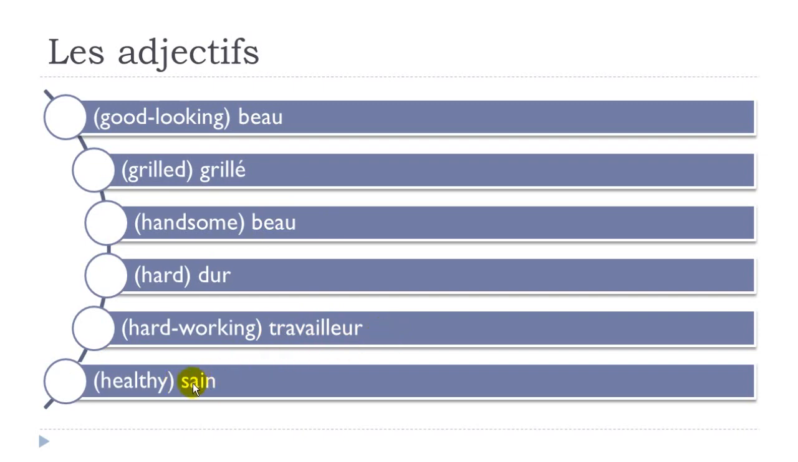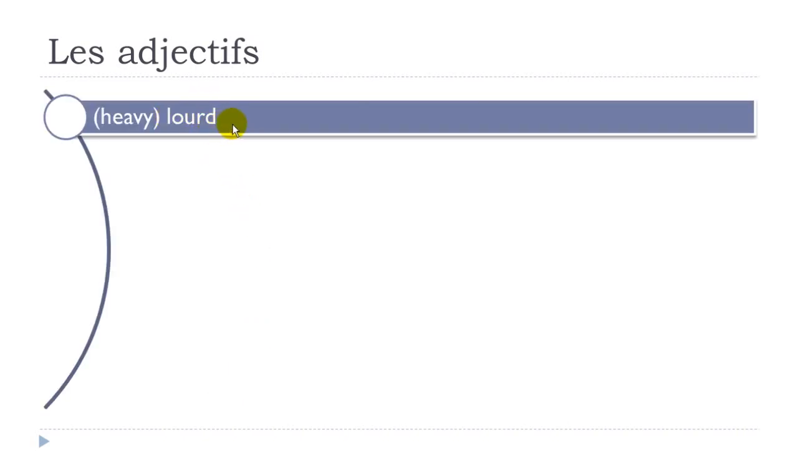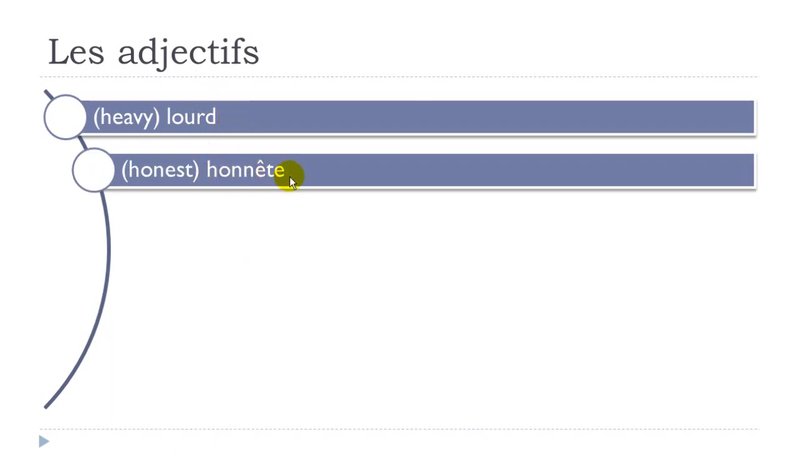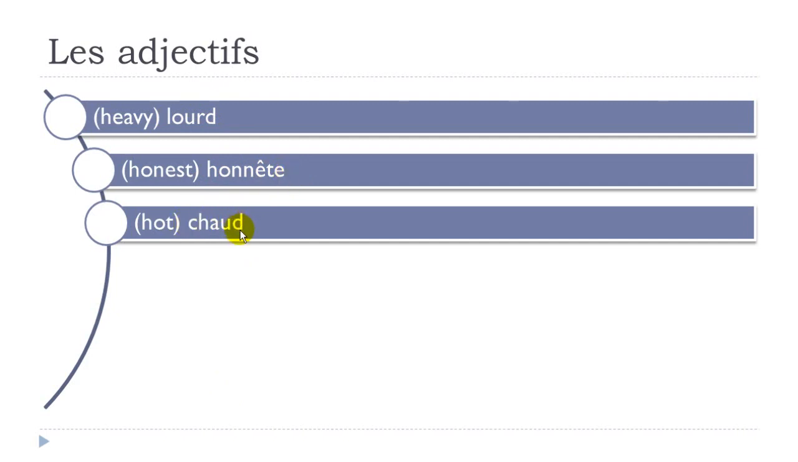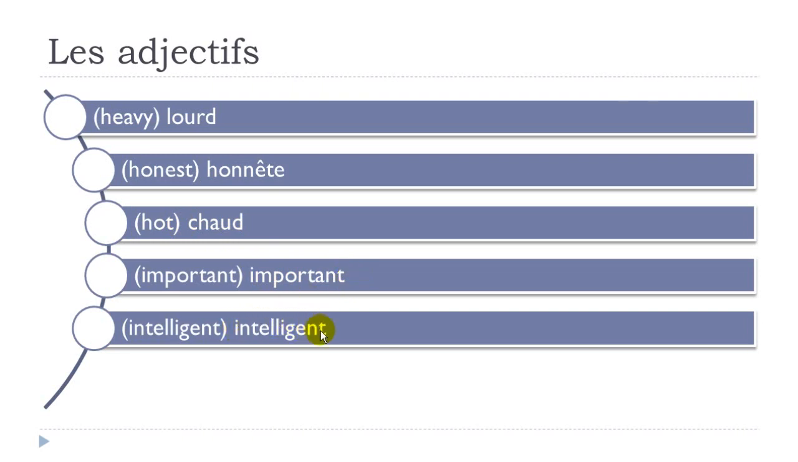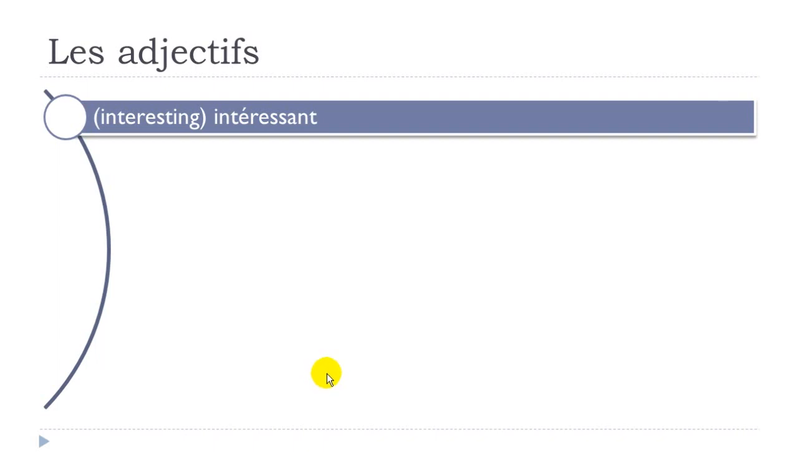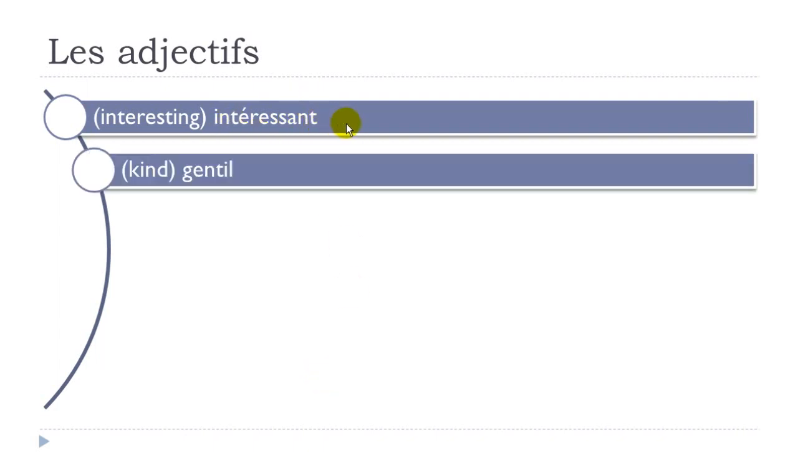Saint. Okay, combination of A, I, N, phonetically will give you this un pronunciation. Saint. Lourd. Final D not pronounced. Honnête. Chaud. Final D not pronounced, and then when you combine this C and H, you get the sh sound. A and U, O. Chaud. Important. Final T not pronounced. Intelligent. Final T not pronounced. Intéressé. Intéressant. Final T not pronounced. Gentil. So it's a strange one because here this final L is not pronounced. Okay? Gentil.